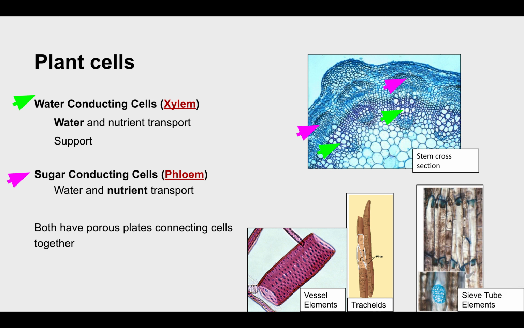Yeah? Can you repeat which one transports water? That would be xylem. So xylem transports water in one direction only. And phloem transports water and nutrients wherever it needs to be.